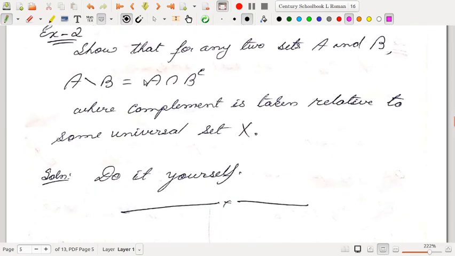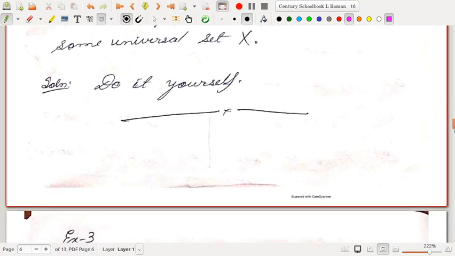So another exercise, show that for any two sets A and B, A difference B is same as A intersection B complement. Okay, where complement is taken relative to some universal set X. So this also you can do it yourself.